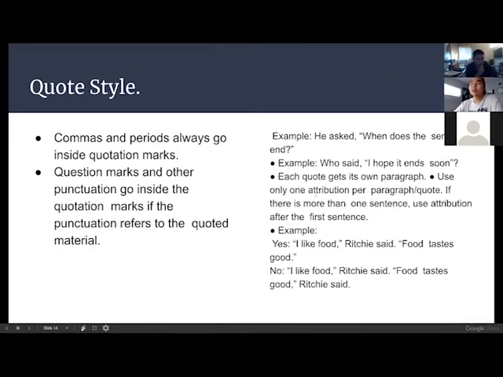All right. When you're writing quotes, commas and periods always go inside of quotation marks. So, example, he asked, comma, quotation mark, when does the semester end? Question mark, quotation mark. Who said, comma, quotation, I hope it ends soon. This is a little different. So you see that there's different ways to write quotes, but when you're writing it, try to follow this structure. Look at this example. Yes, which is good. "I like food," comma, Richie said, period, "food tastes good." You wouldn't want to put Richie said twice in it just because it gets too repetitive.